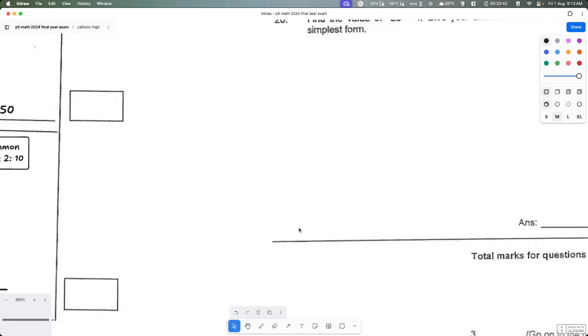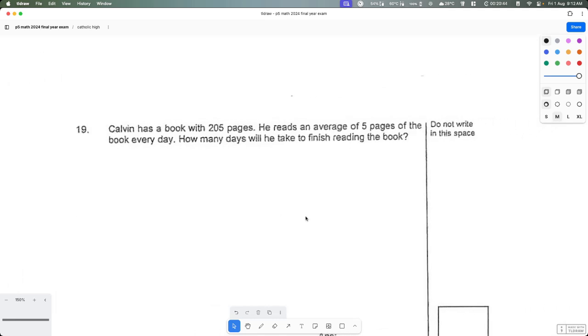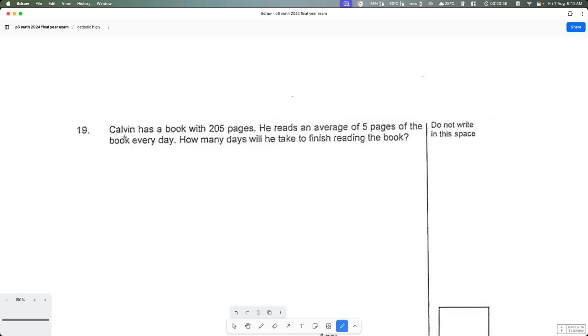All right, let's move on to question 19. Question 19 says, Kelvin has a book with 205 pages. He reads an average of 5 pages every day. How many days will he take to finish reading the book? Okay, so this is a rate question.